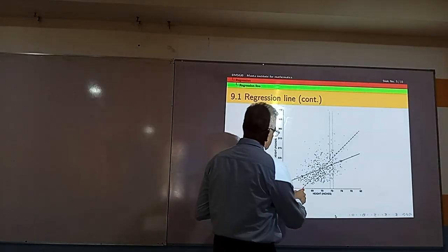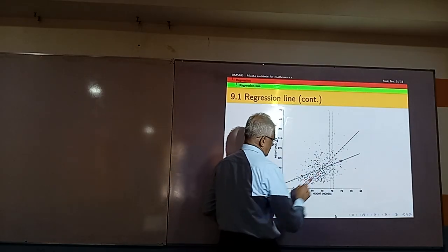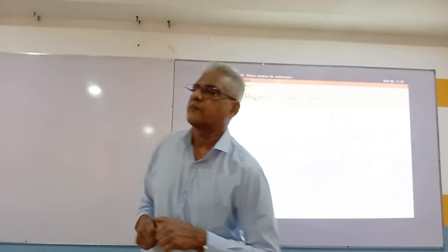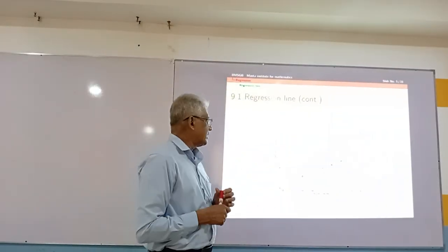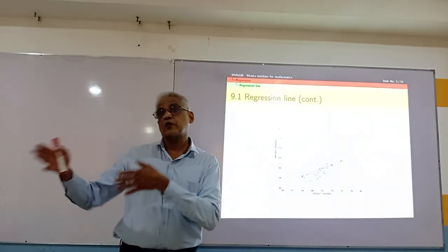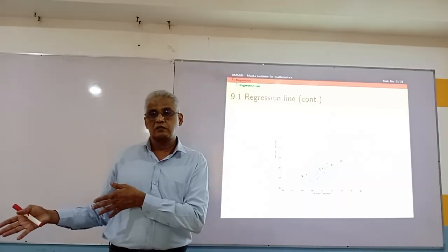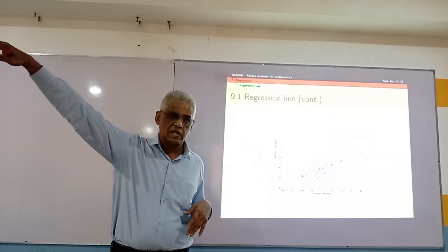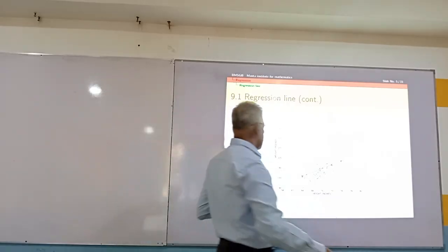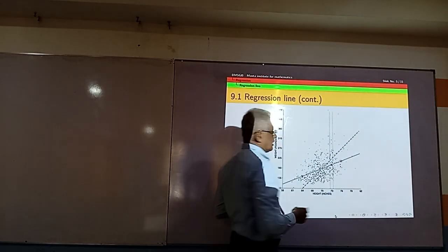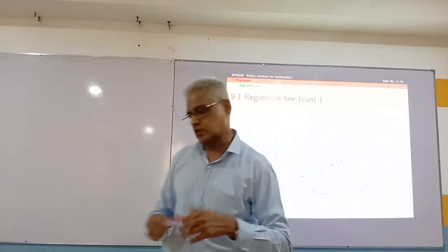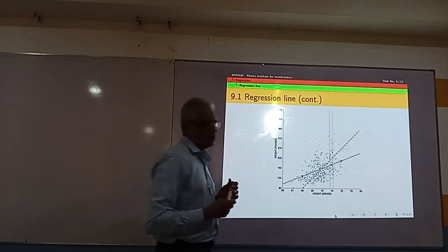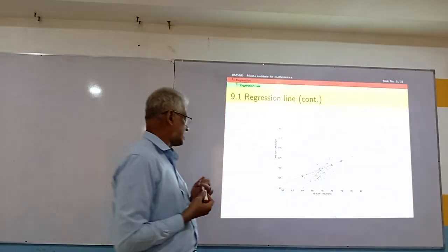This line is actually the SD line. That is the line where the data would be if the correlation was equal to 1. If the correlation was equal to 1, then all the points have to be on one line. So that is the line, SD line. But in this case, correlation is not equal to 1, it's very low, 0.4. Right. So it's almost a weak association.